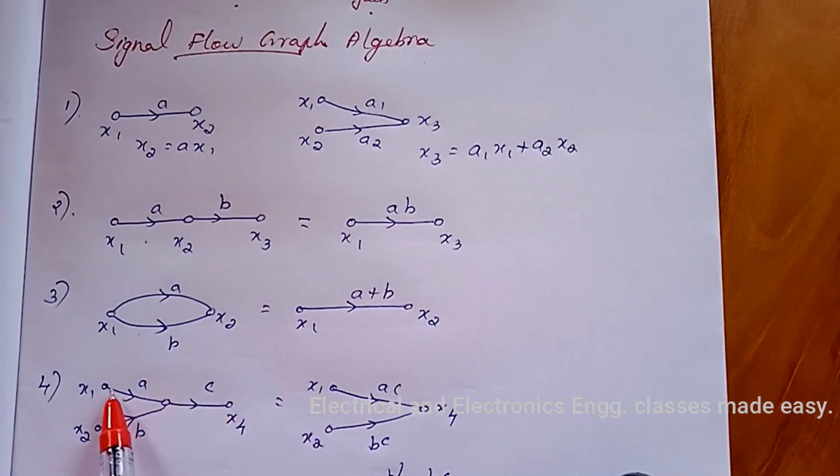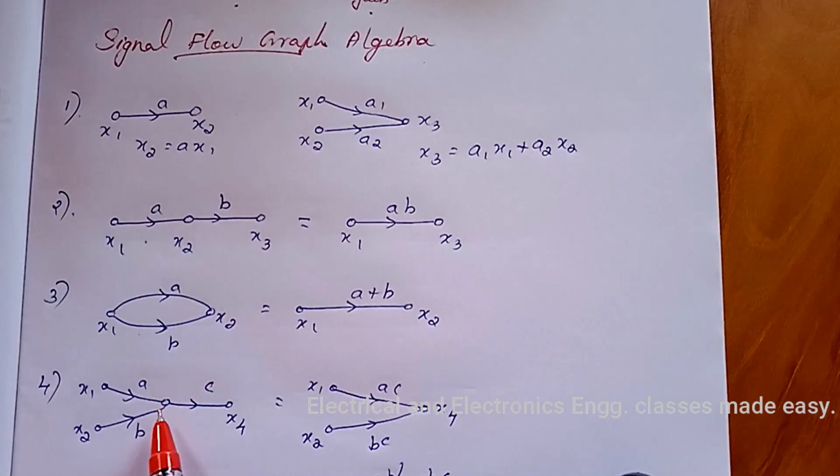That is, here we can multiply like this and multiply like this. So we get like this, that is A into C here, then A into B into C here. So this mixed node we can eliminate.